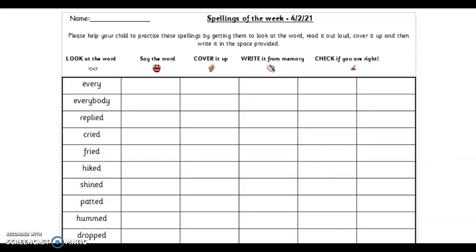Right, let's have a look. So here are your spellings for the week. Remember, practice them every day. Most of them are adding the ed suffix that we've been practicing all week. And there are two of the common exception words that are a little bit tricky to spell. Okay, so every and everybody. So keep practicing those every week, ready for your spelling test on Friday.